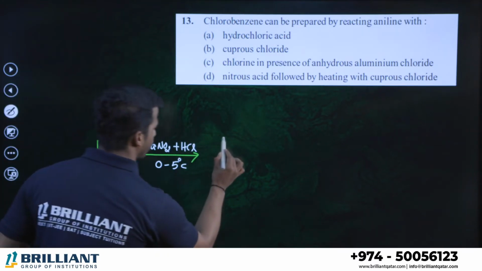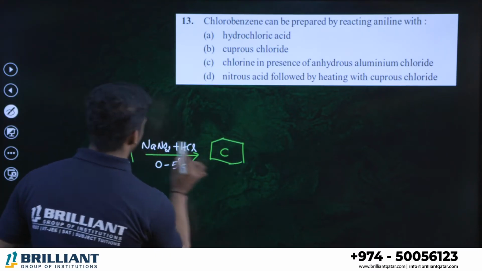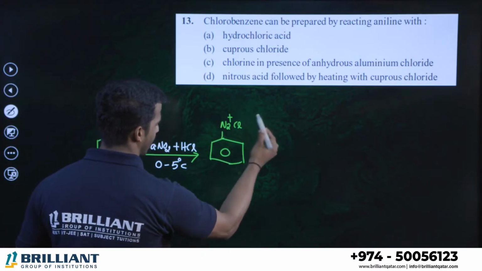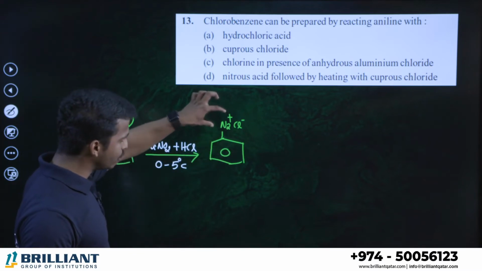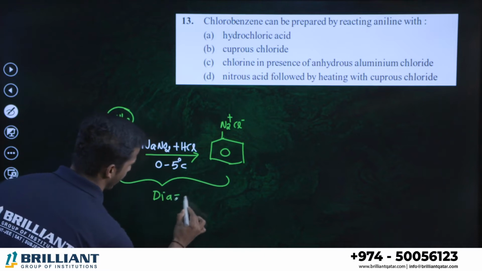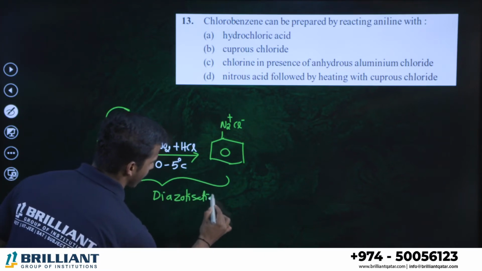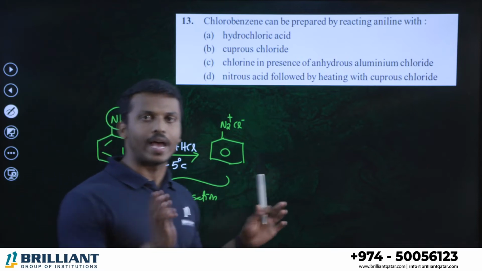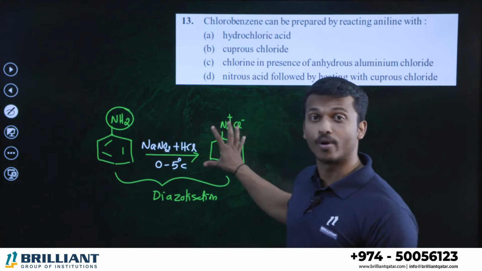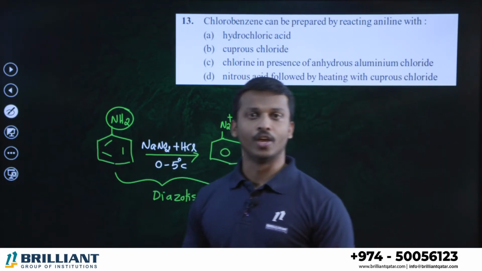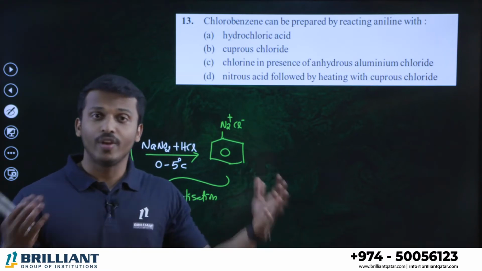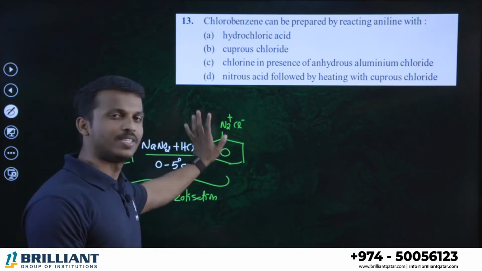Okay. So what is the product you are going to get? The aniline amine part is converted to N2 plus Cl minus, benzene diazonium chloride. This process is called diazotization reaction. Conversion of aniline into diazonium salt is known as the diazotization reaction. You know very well this compound has a lot of applications in chemistry. You can prepare chlorobenzene, bromobenzene, iodobenzene, fluorobenzene, phenol, benzene, so many things from benzene diazonium chloride.